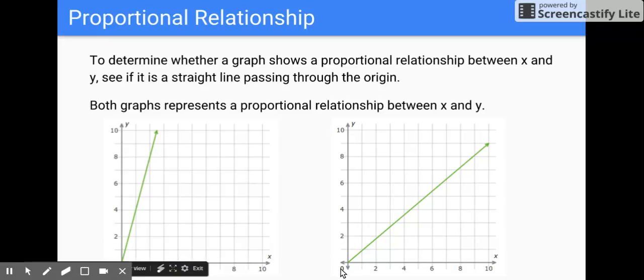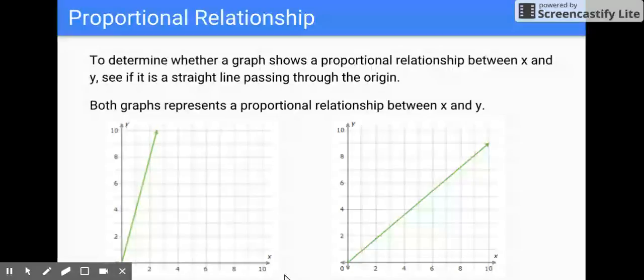So these graphs right here are all linear because they're a straight line, but they're also proportional because they go through 0, 0. To determine whether a graph shows a proportional relationship between x and y, see if it is a straight line that passes through the origin.